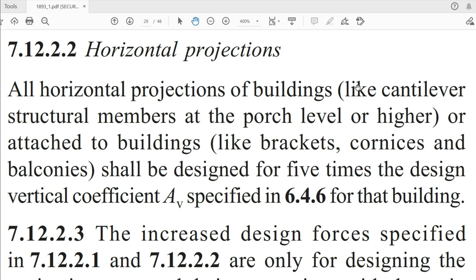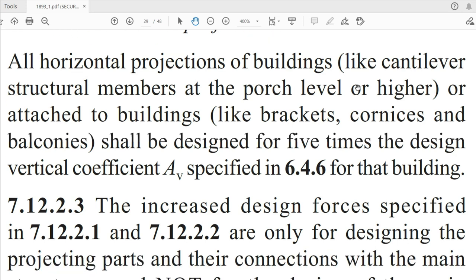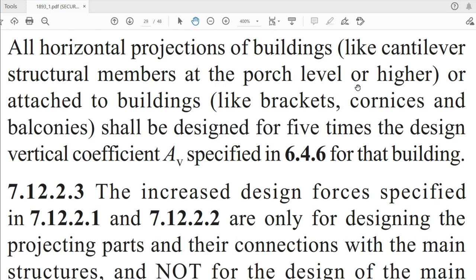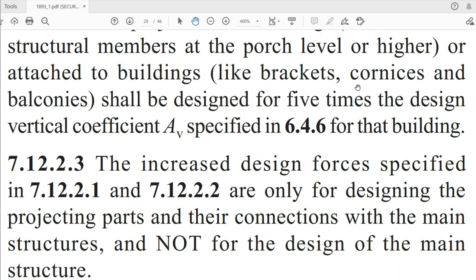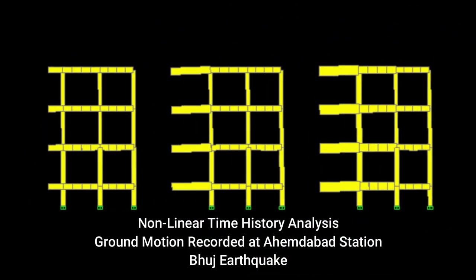However, the code makes it clear that the increased design forces specified for these horizontal projections and vertical projections are to be applied particularly for the projecting part and their connections with the main structure, and not for the design of the main structure. So let us have a quick look.